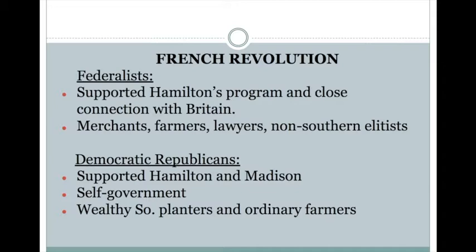So bottom line is this. The Federalists supported Britain and were against the French Revolution. They thought that was anarchist. The Democratic Republicans were supporters of France and did believe in the French Revolution and their cause.